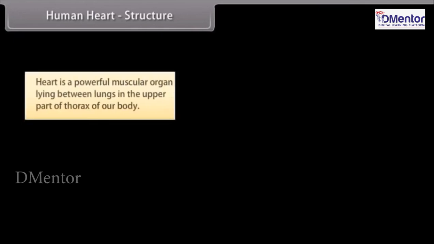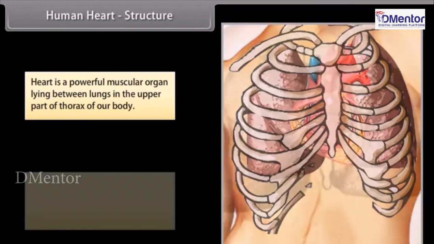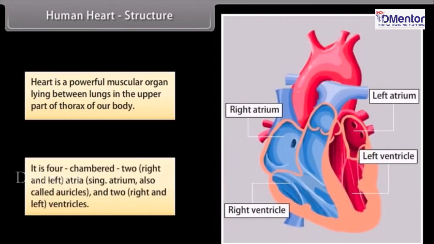Human heart. Structure. The heart is a powerful muscular organ lying between the lungs in the upper part of the thorax of our body. It is four-chambered: two, right and left atria, also called auricles, and two, right and left ventricles.